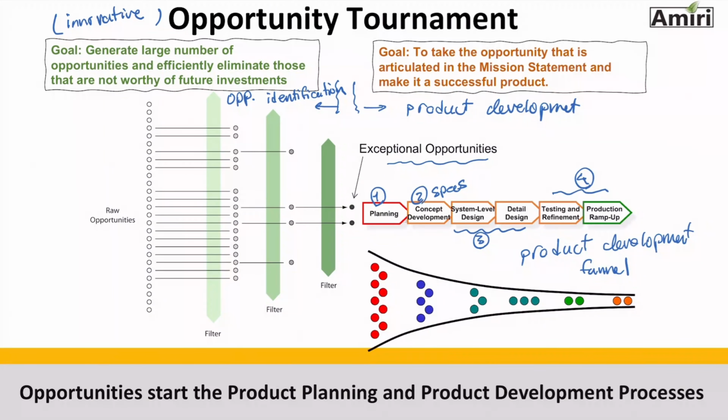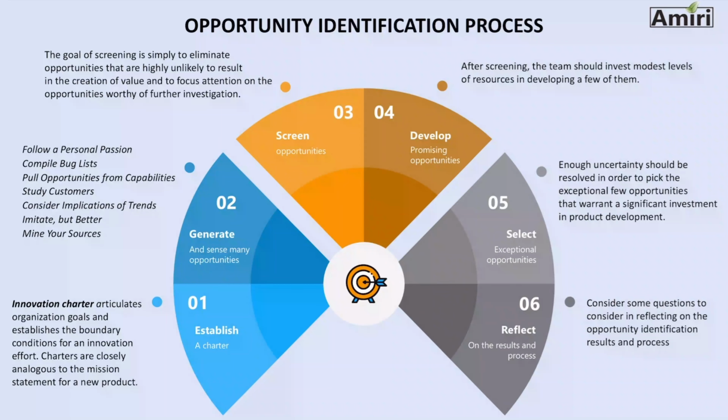So once you select your opportunity, then you will start your product planning and product development process. So we'll talk about this opportunity identification and what all of these dots and filters and stuff mean in the next few slides. This process of opportunity identification is laid out in six steps. It starts by establishing a charter.